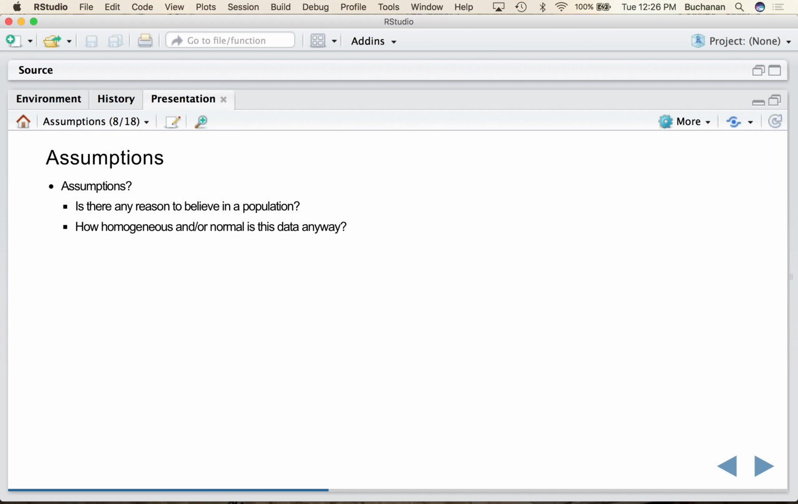And if you've looked at faculty evaluations, you know that they are not normal in any form. They tend to be skewed towards the top, or if they really hate you, towards the bottom. And I don't know how homogeneous this data really is.